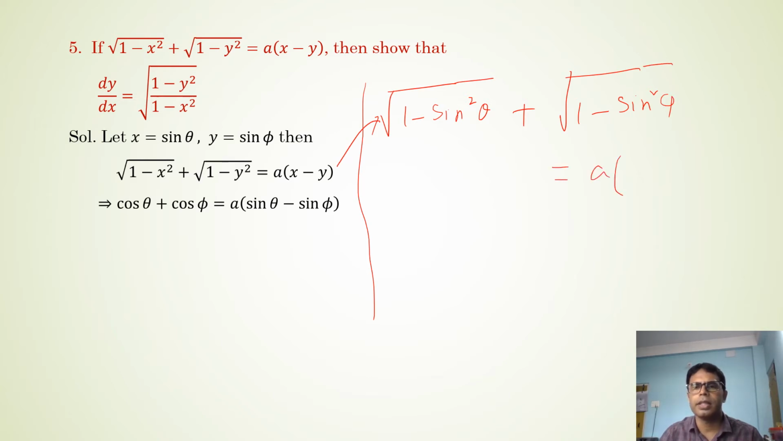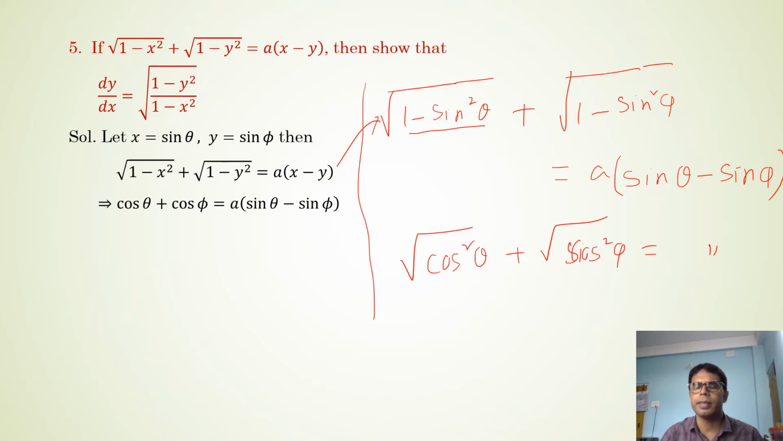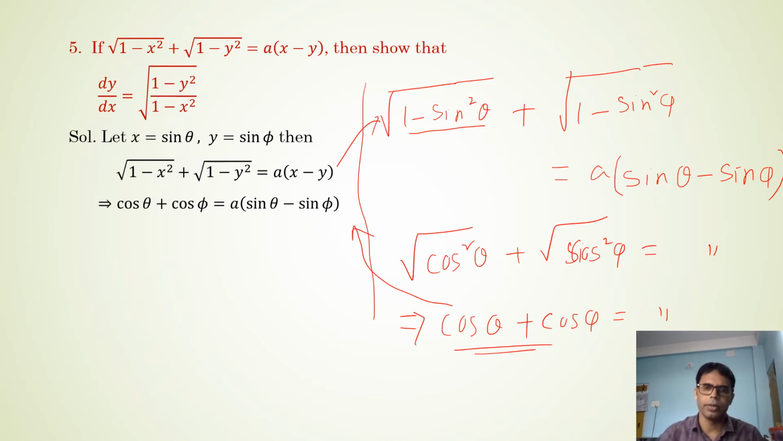And in the right hand side it is equal to a times (x minus y), that is sin theta minus sin phi. Now notice, root over 1 minus sin square theta is simply cos square theta, and this is simply cos square phi, and the right side remains the same. But root of cos square theta is simply cos theta, and cos square phi is simply cos phi, and the right hand side remains the same. So I have written this line directly. Is that clear?